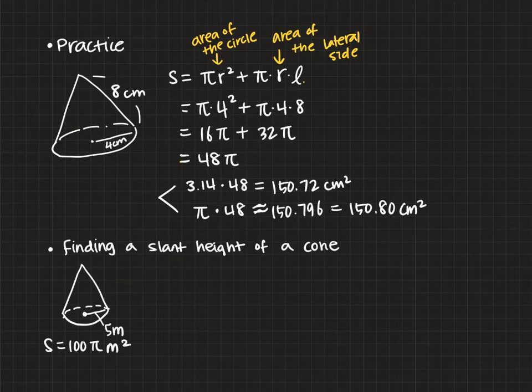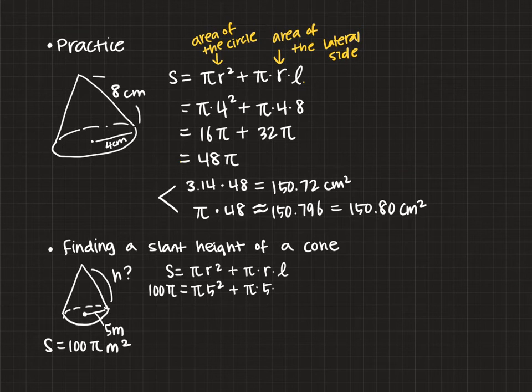As you notice, I'm not going to have the pi calculated into it yet until I find out the slant height. So I'm going to write out the equation. S equals pi r squared plus pi times r times L. And I know my surface area is 100 pi equals pi radius squared, which is 5 squared, plus pi times 5 times L. Because I don't know what the slant height, or L, is, I'm just going to use the letter L.